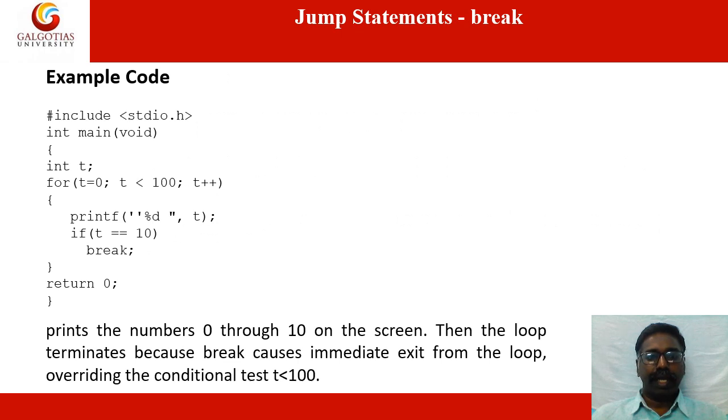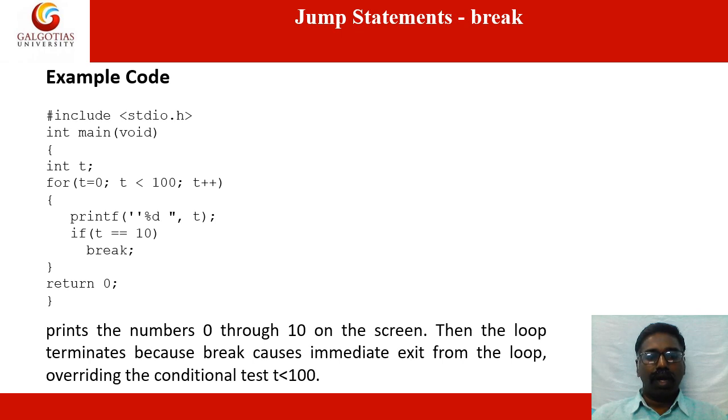Here you can see an example code for the break statement. We are having a variable t, an integer variable, and we are having a for loop. In this for loop, the initialization is t is equal to 0, and the checking condition is t is less than 100. The increment is t equal to t plus 1, that is t plus plus. And then we are going to display the t value here, and then we are having a checking condition inside the for loop. If t is equal to 10, it is going to call the break statement.